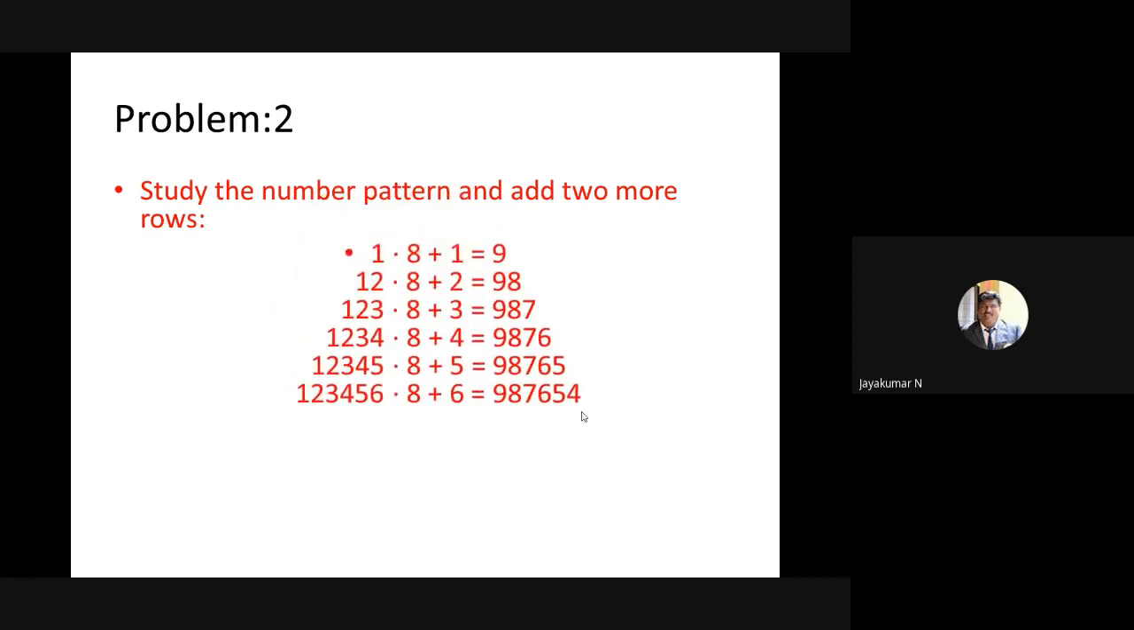Another pattern: 1 into 8 plus 1 is 9. 12 into 8 plus 2 is 98. Then 123 into 8 plus 3 is 987, and so on. Just find the next two rows. Anyone reply me? Easily you can say: 9, 98, 987, 9876, 98765, 987654. The next row is 9876543. So the left hand side is 1234567 into 8 plus 7. So easily you can find it.